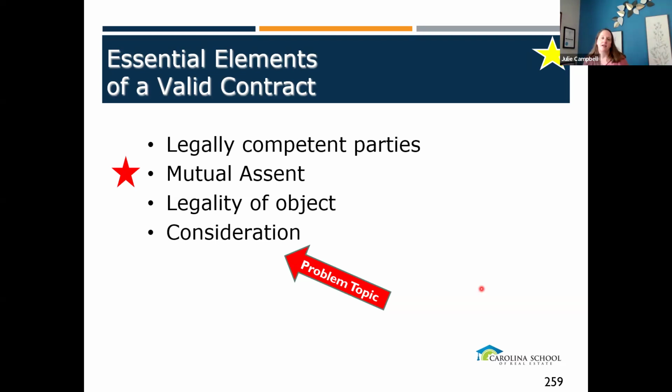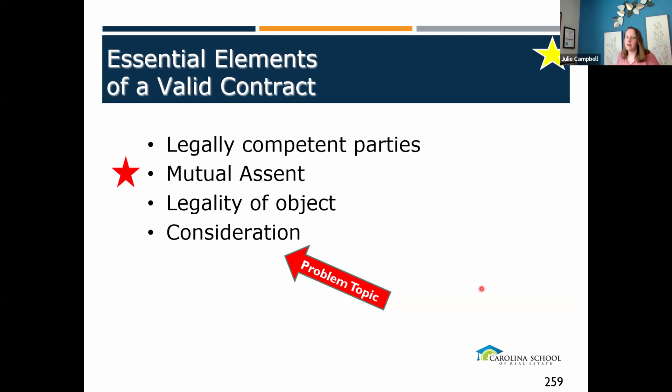Another example of who may make the contract voidable: somebody that was intoxicated or under the influence when they entered into the contract. If they can prove they weren't of sound, sober mind, that may make the contract voidable. In order to fulfill the valid contract, we must have legally competent parties.